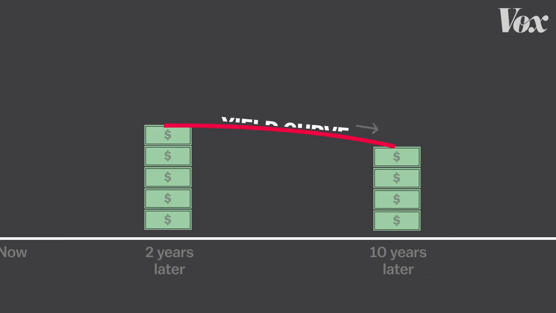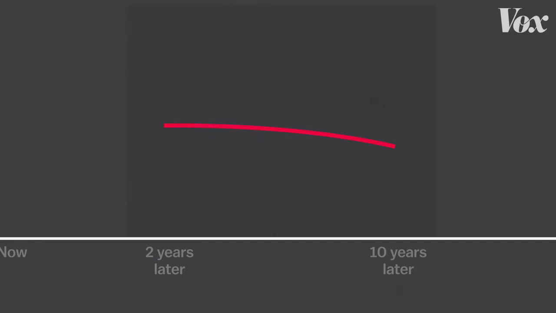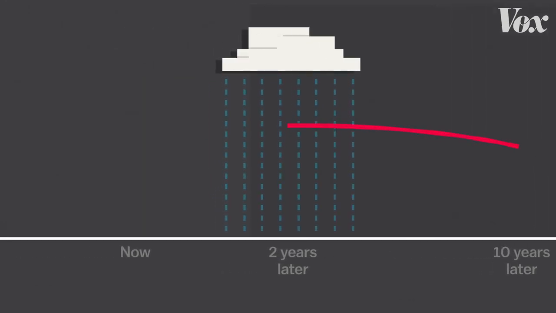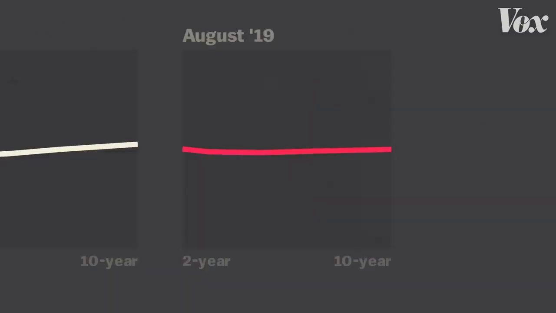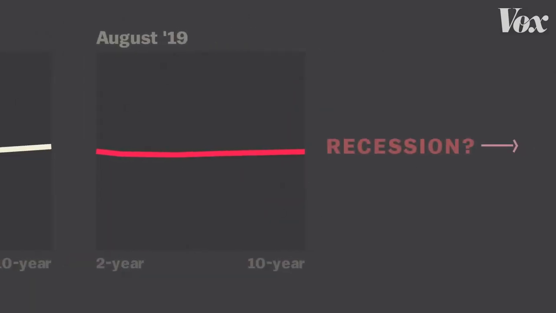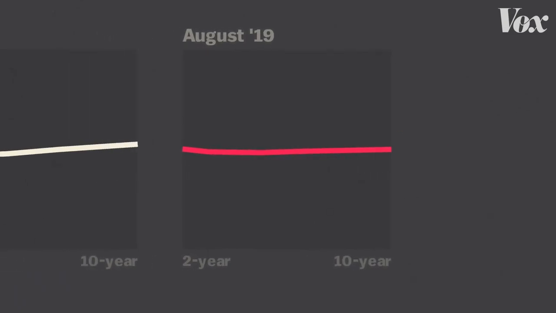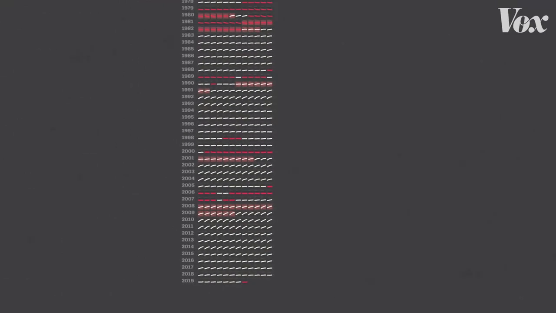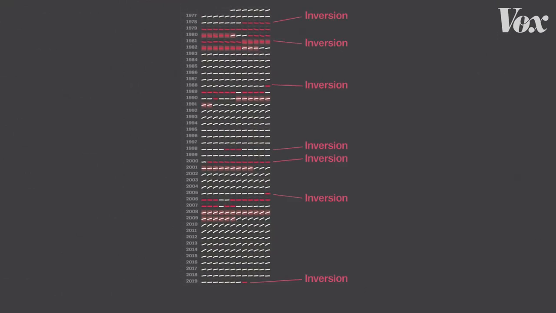It inverts. In other words, when this chart looks like this, it means investors think an economic downturn is probably coming in the near future. And that's what's happening now. So, is a recession coming? Not necessarily. But when we redesign the chart so we can see all the years on a single screen, it's pretty safe to say, when the yield curve inverts, it's not a good sign.